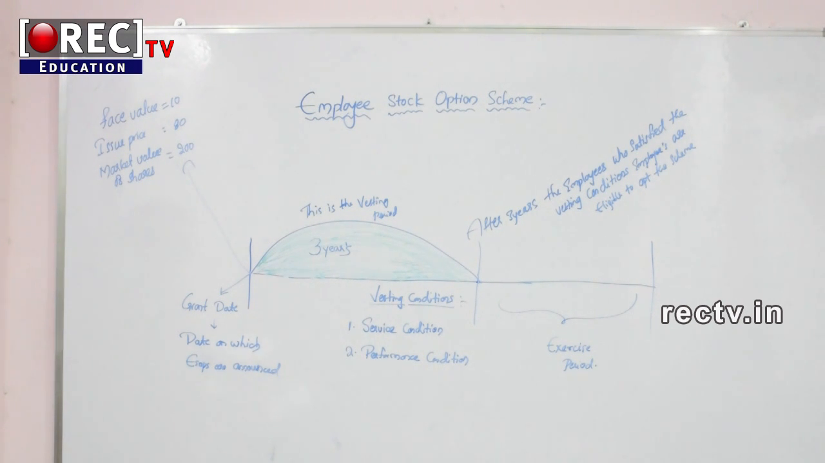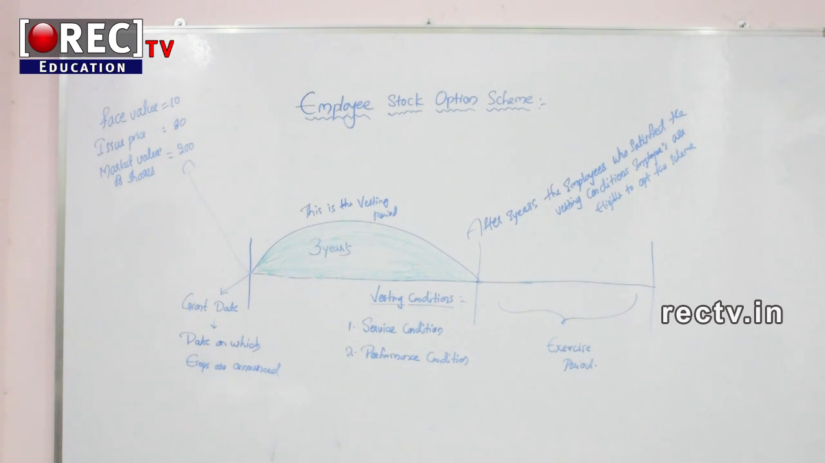and the period over which the conditions are to be satisfied is called the vesting period. Vesting conditions can be either service conditions or performance conditions. Once all the vesting conditions are satisfied, the employee becomes eligible. Once options are vested, the employees can exercise their right to buy the shares within a specified period, which is referred to as the exercise period.